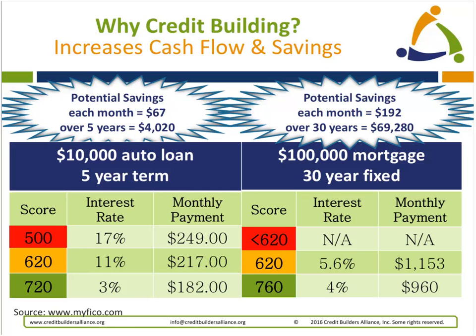In another example, with a credit score of 760, a household can save almost $70,000 over the course of a 30-year, $100,000 mortgage, and that comes to $192 a month.